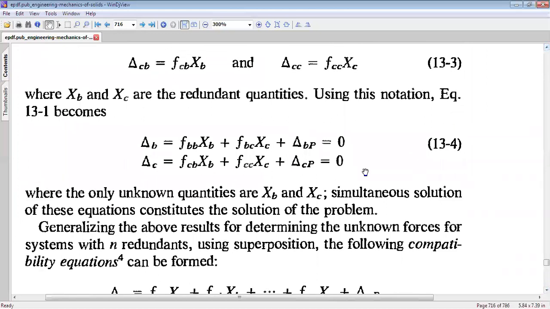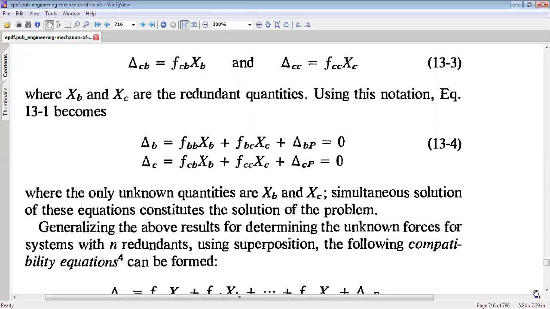And this gives us now the compatibility equations in terms of flexibility coefficients, which are FBB XB + FBC XC + Δ_BP = 0, and FCB XB + FCC XC + Δ_CP = 0. In these two equations, the unknowns are XB and XC. There are two equations and two unknowns, so XB and XC can be found easily by the substitution method.